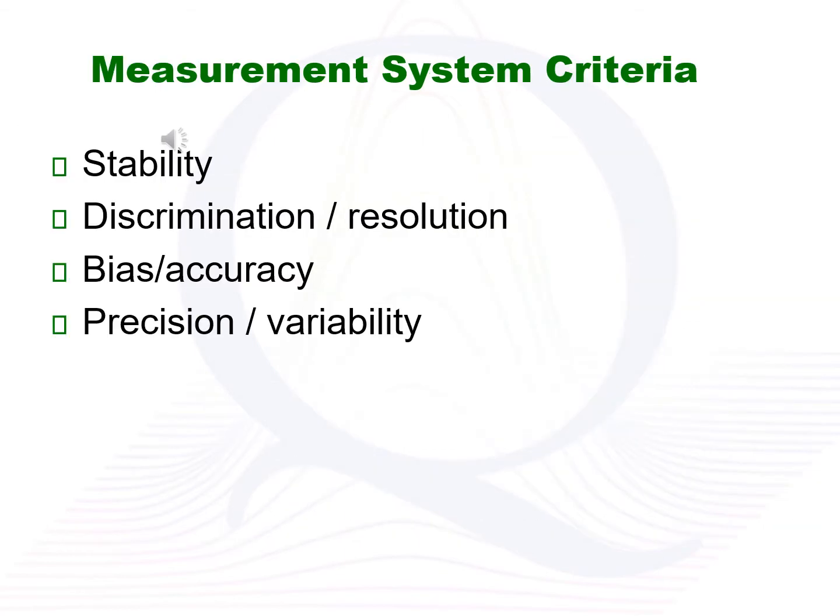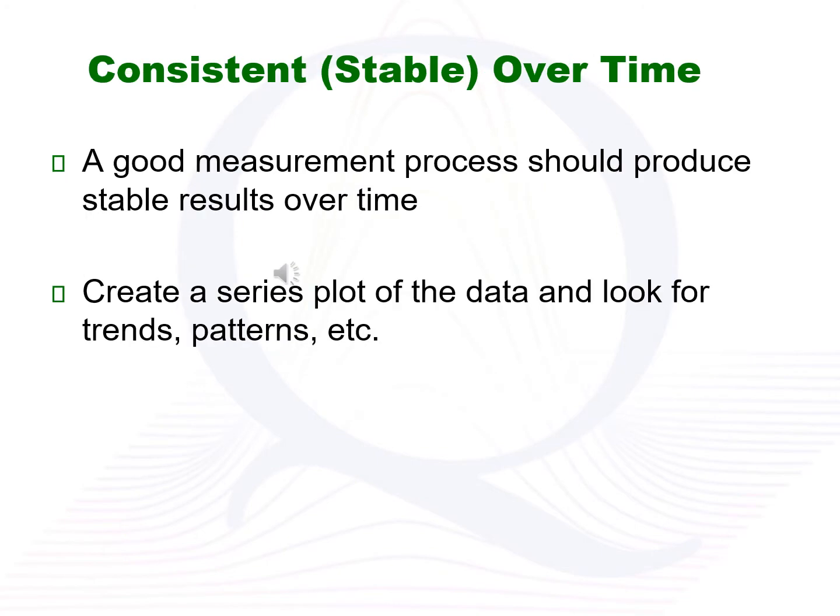Here are the criteria for assessing your measurement system. We will discuss each one of these concepts. We will first discuss stability. Stability is the idea of consistency in your measurement process. Your measurement process should exhibit a constant mean and variability across time. We should not see any sort of patterns, such as trends or oscillations.